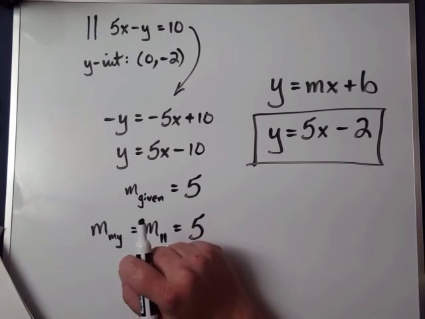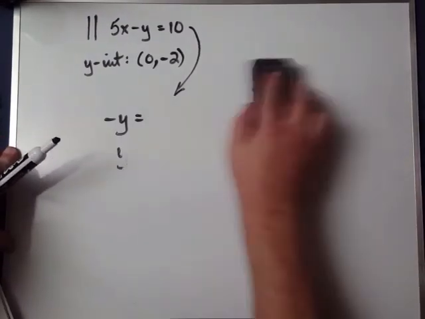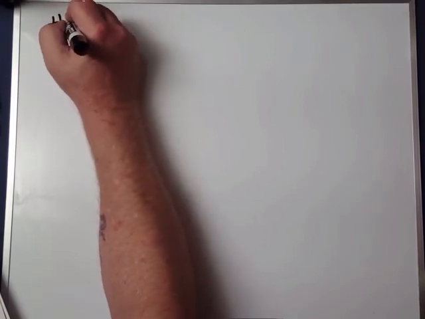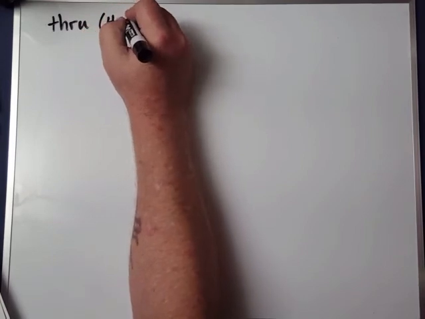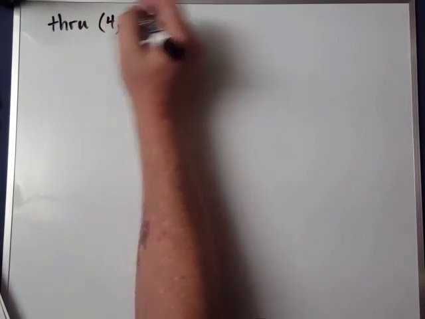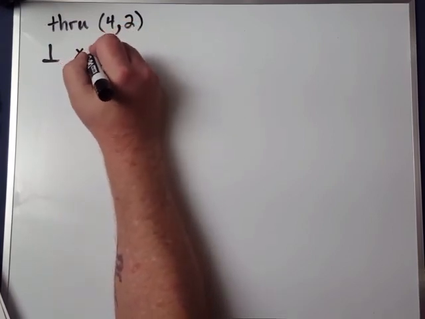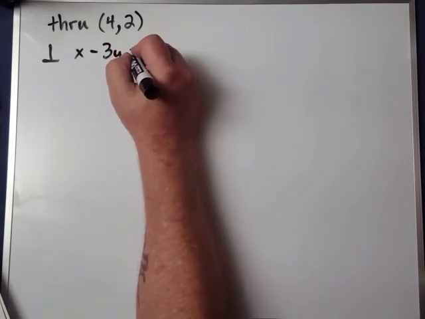Let's try number 32. In number 32, I want to find the line that passes through the point (4, 2) and is perpendicular to the line x minus 3y equals 7.